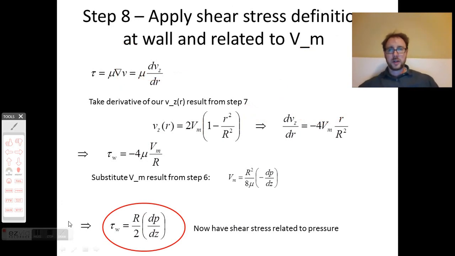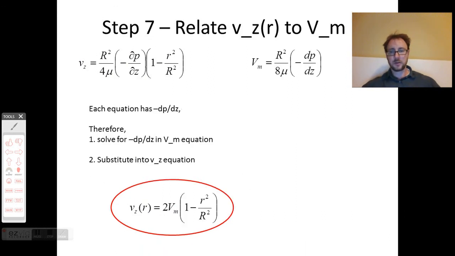Next we want to apply the definition of the shear stress at the wall and relate that to the mean velocity. Shear stress is defined as viscosity times the velocity gradient. In our case, our velocity is only in the z direction, so we have a velocity that's varying with r, and we can take this result and apply it to our mean velocity. So first let's take the derivative of our velocity profile from our last slide, shown right here, this equation.